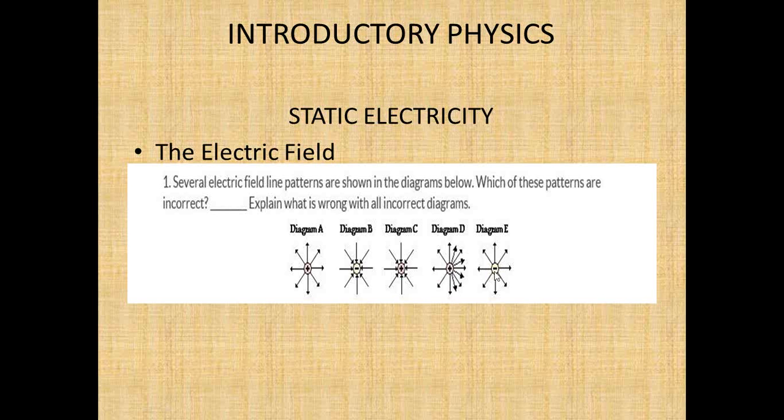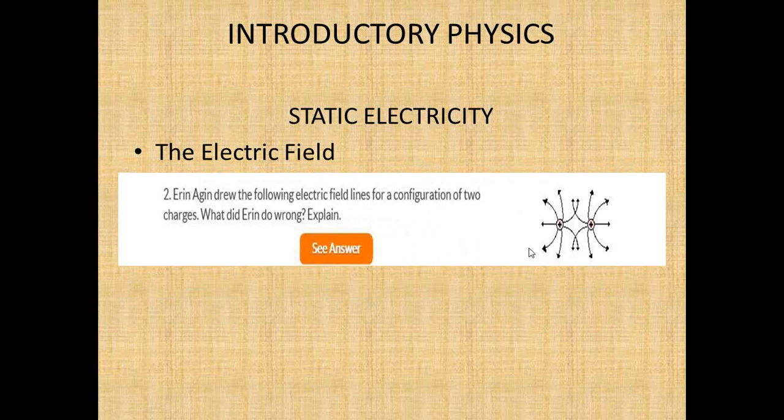Let's look at this one. For a negative source charge, your test charge is always going to be positive. The line should be going towards it. So this is not correct. The line should be going towards it. All right, let's look at this one.